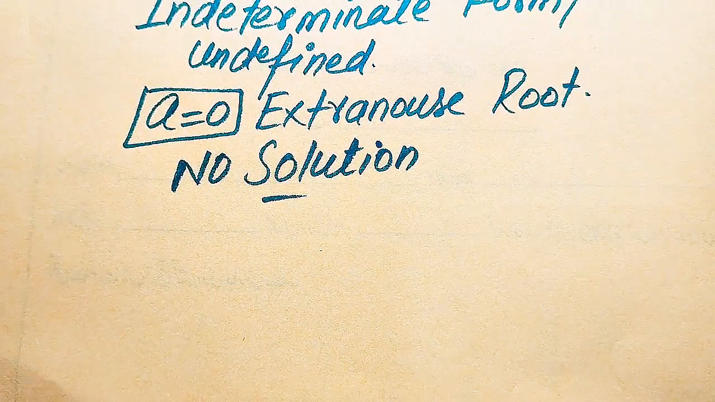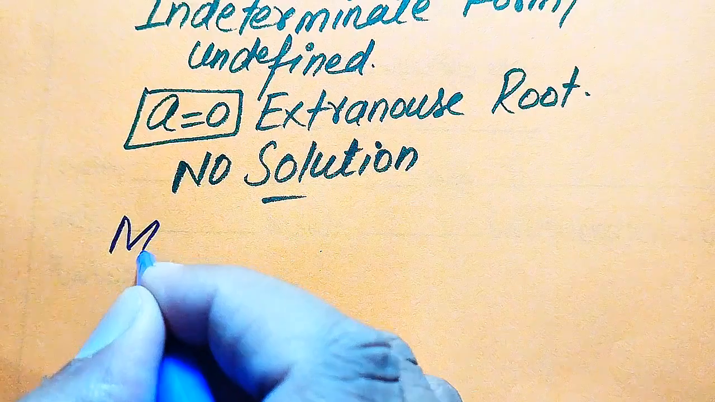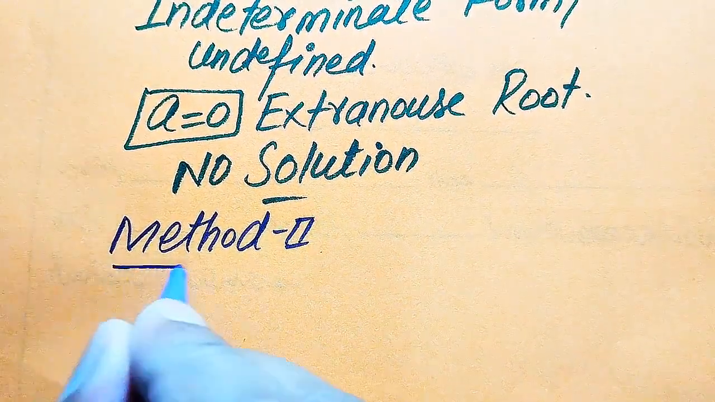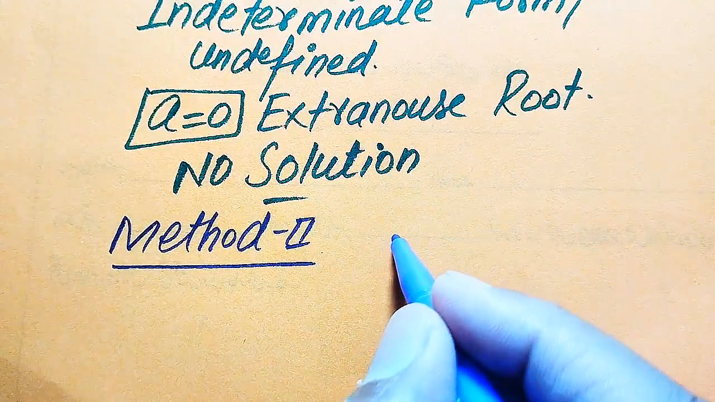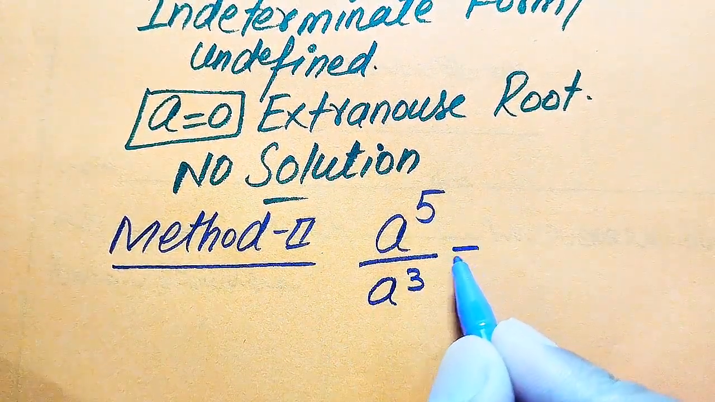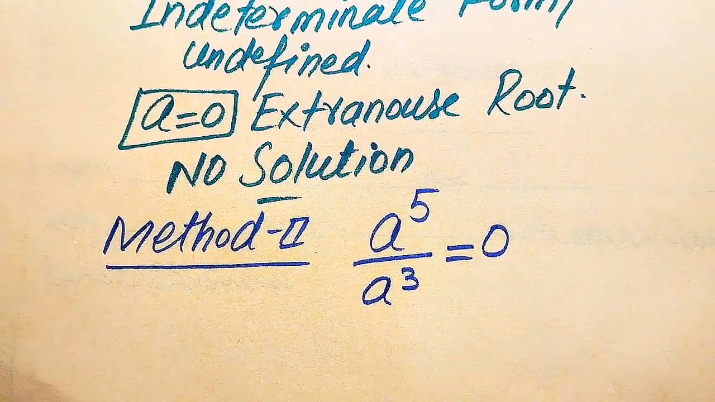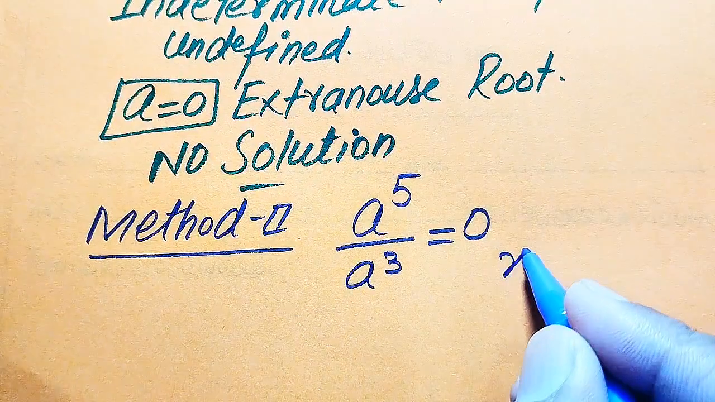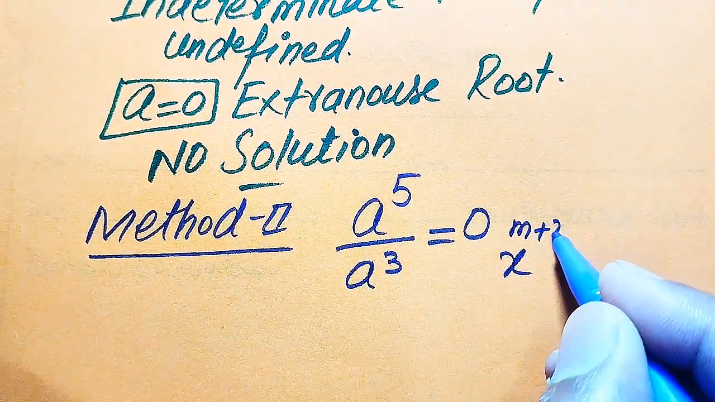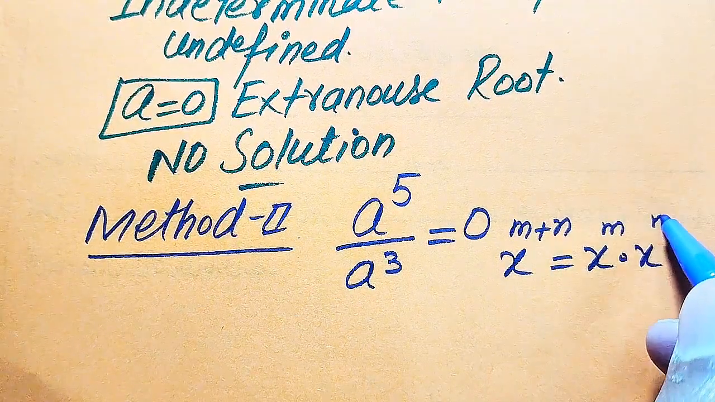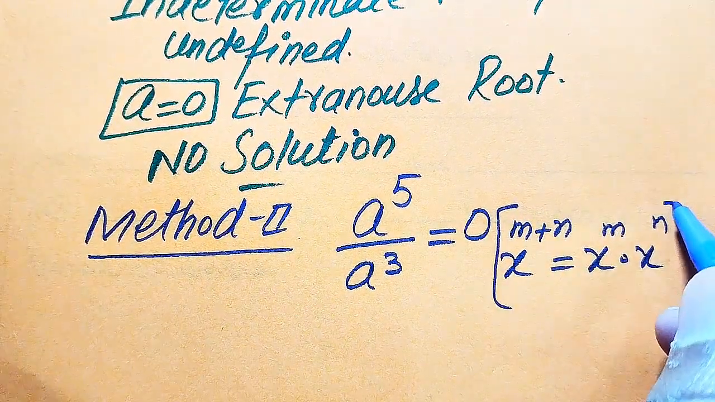And now here we again solve this problem with the second method. And in the second method, we need to copy down the given equation here. So the given equation is a to the power of 5 divided by a cubed is equal to 0. So here we use another exponential law. You know about that, if we have x to the power of m plus n is equal to x to the power of m multiplied by x to the power of n.